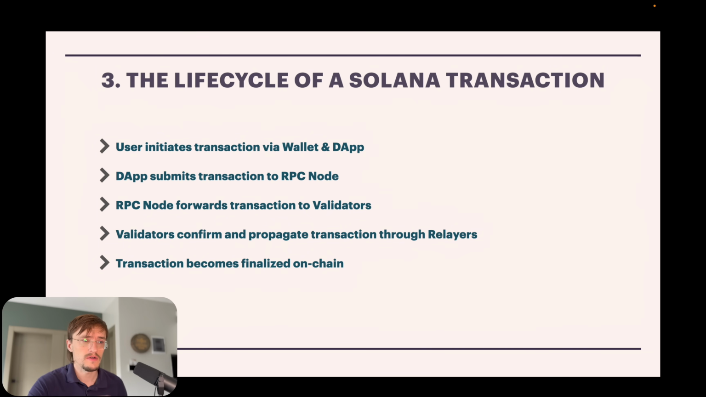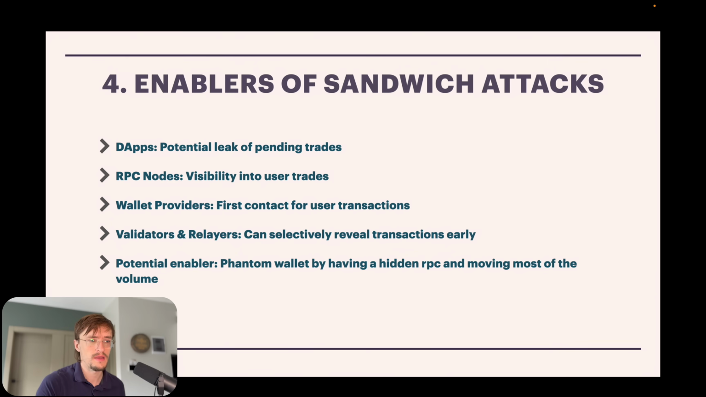The life cycle of a Solana transaction, this is important to understand. When someone sends a swap from the DApp, it goes to the wallet, the wallet sends to an RPC node, the RPC node sends to the validator, in this case the leader block builder validator, and that validator creates the block and distributes that through relayers, or however you want to call it. This is important to understand because in a moment we'll see why.